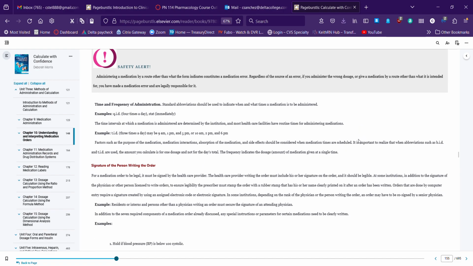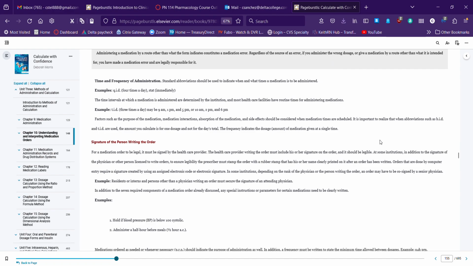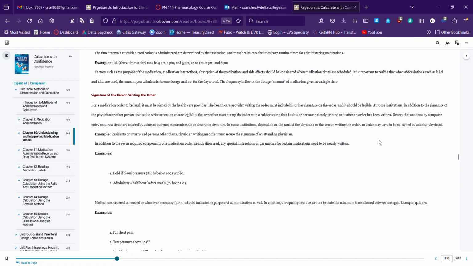So it could be BID, it could be QD, it could be TID, QID. And again, if you don't know what those abbreviations are, you need to go back to, I believe it's the prior chapter, chapter 9, and it has a whole page and a half or so of abbreviations. And we talked about that those are abbreviations that you need to become familiar with. And also, you will have some of those abbreviations on your calculations exam in this class.